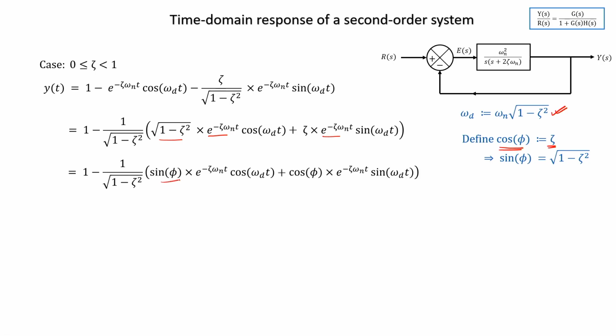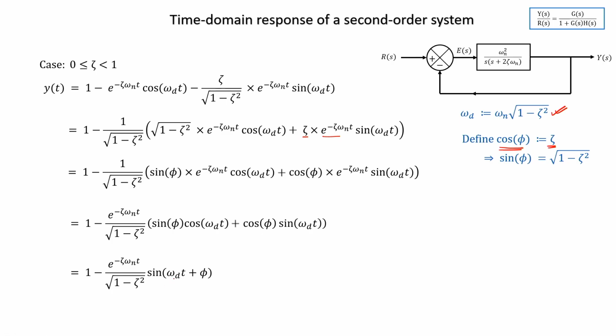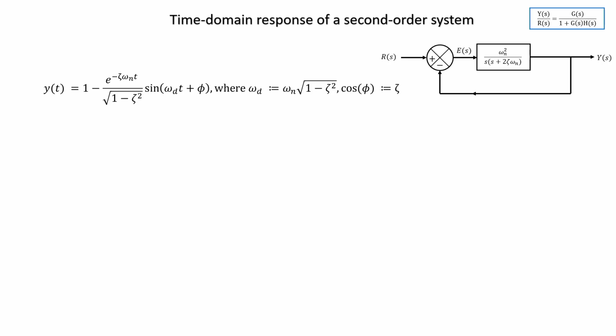So, here this is sin of phi, this is cos of phi, and e to the power of minus zeta omega n t can be taken out. I have taken it out now, you can see this. I am left with this, and this is just a standard sinusoidal formula, which is sin of omega d t plus phi. And you see, this looks so neat, it is a neat expression: y of t equals 1 minus e to the power minus zeta omega n t by root over 1 minus zeta square, sin of omega d t plus phi. This is the expression. The two new variables that I have introduced are omega d and cos phi equal to zeta.